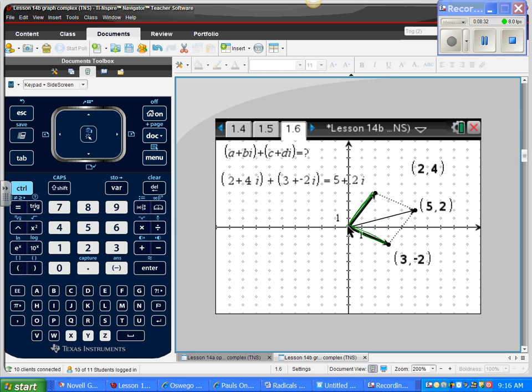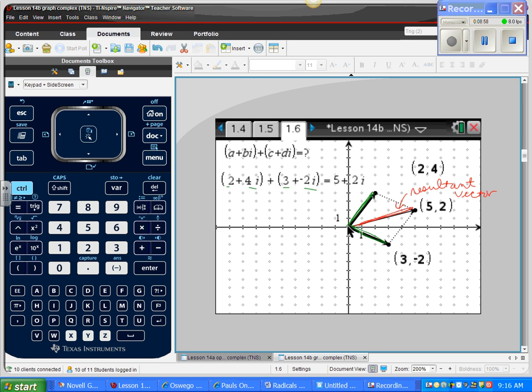How did I get that? Just add their like terms. 2 plus 3 is 5, 4i minus 2i is 2i. This vector here is what we call the resultant vector, and that's very important. We're going to talk about that in depth. So their sum or difference is what we call the resultant vector.